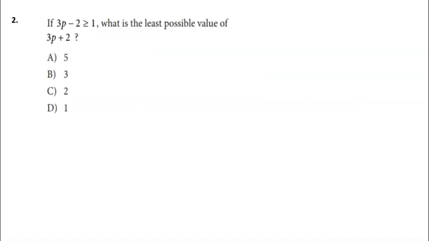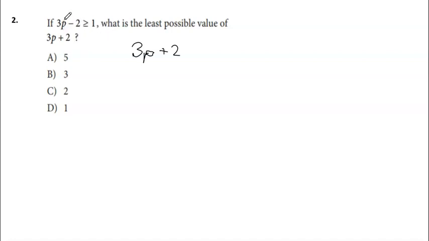Let's go to the second question. The second question says, if 3p minus 2 is greater than or equal to 1, what is the largest possible value of 3p plus 2? So here we are asked to find 3p plus 2.